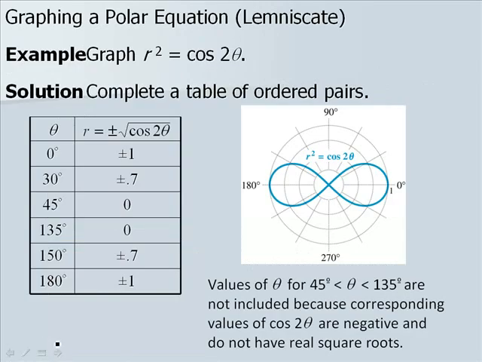In this example, we want to graph that r squared is equal to cosine of 2 theta. So on your calculator, basically what you'll have to do is graph r1 is equal to the square root of the cosine of 2 theta, and r2 is equal to the negative square root of the cosine of 2 theta in order to get both sides of our graph, the plus or minus.